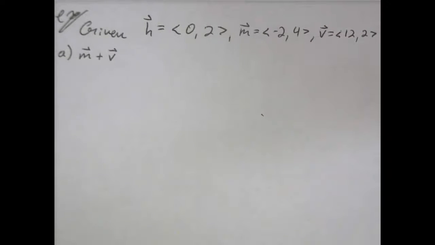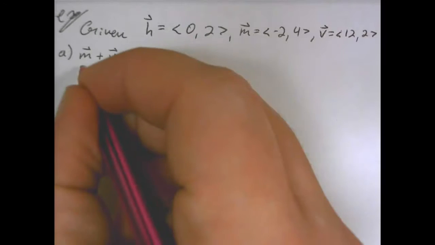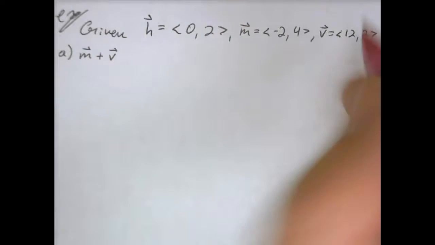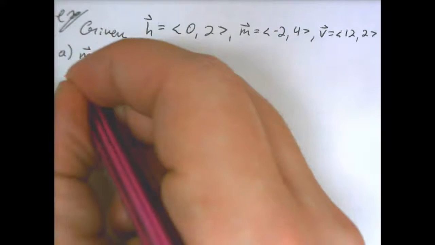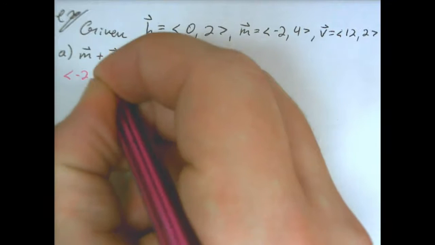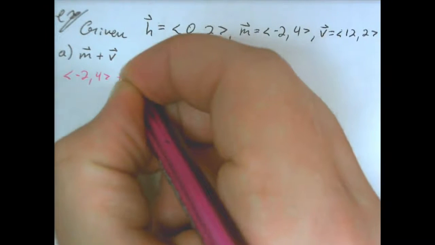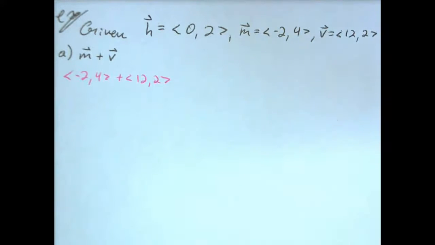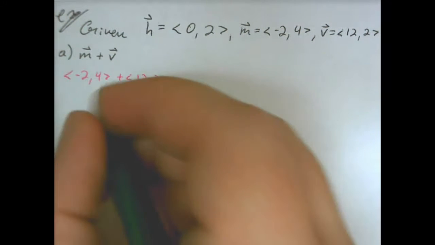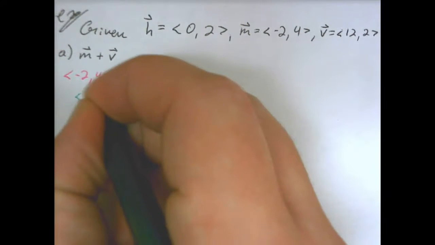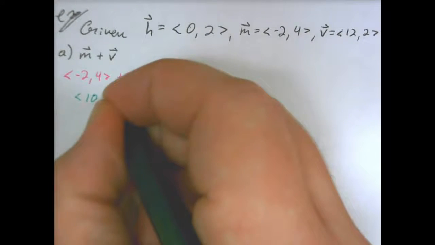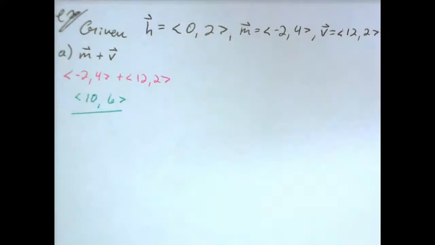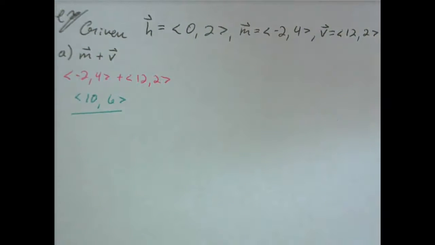All right, so with ones like these, this is pretty simple. All you're going to do is remember that x's go to x's, y's go to y's. So if I have vector m plus vector v, well, I know that vector m is -2, 4, and I know that vector v is 12, 2. So all I'm going to do here is add the x's to the x's, so -2 plus 12 is 10, 4 plus 2 is 6. There is my resultant vector. Let's do some more.